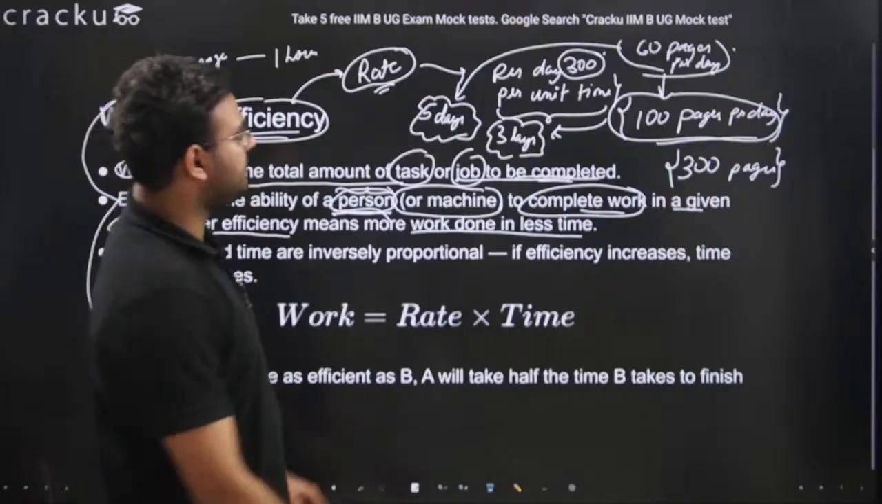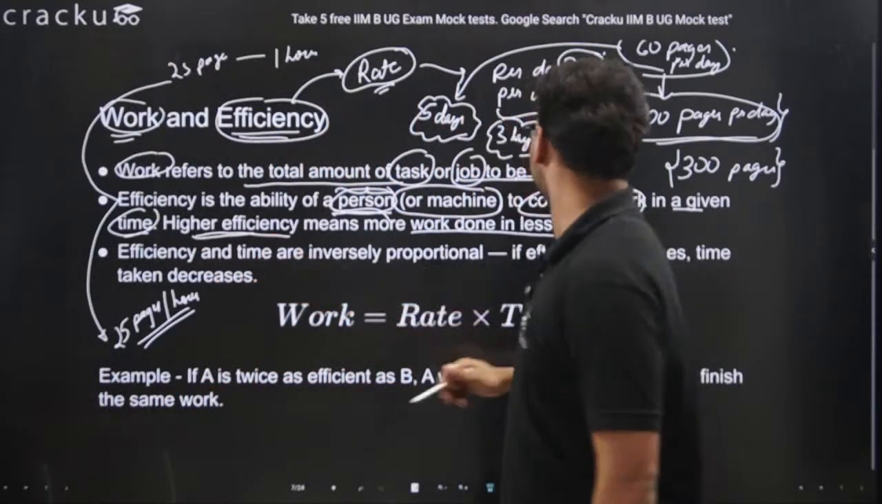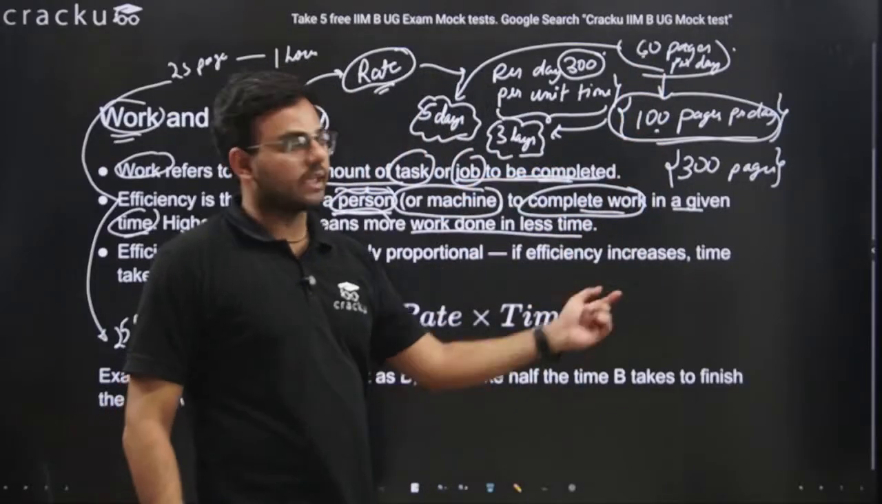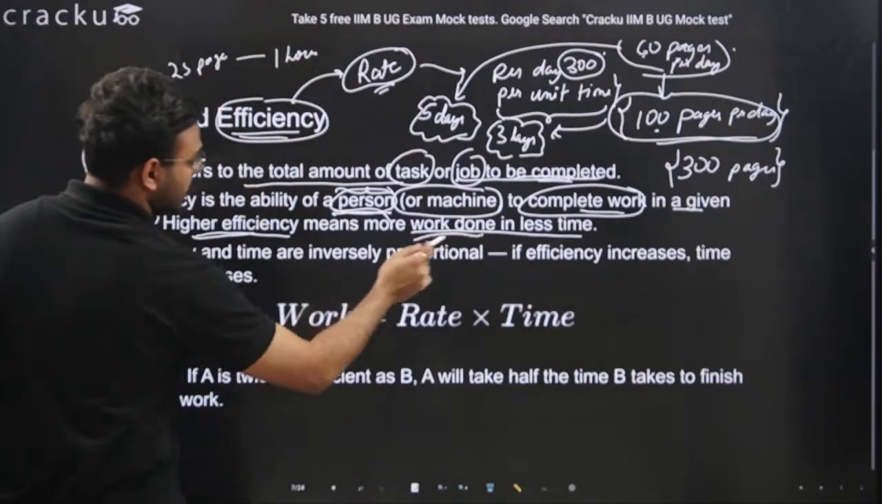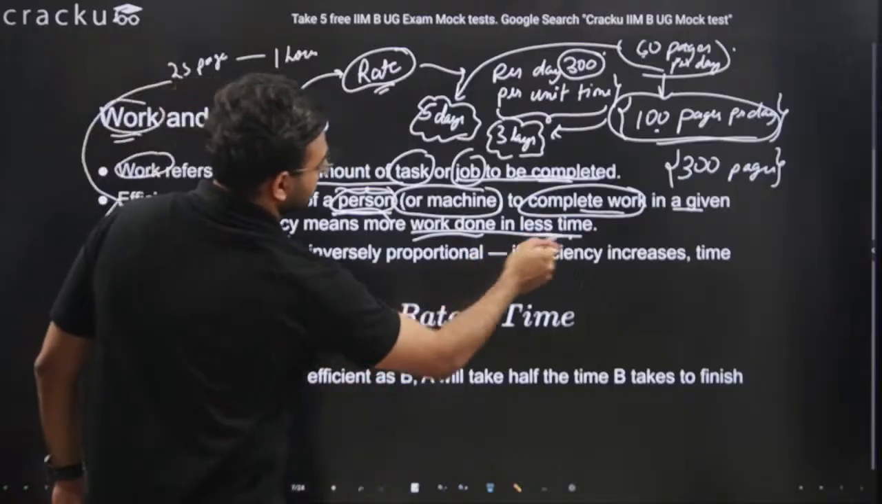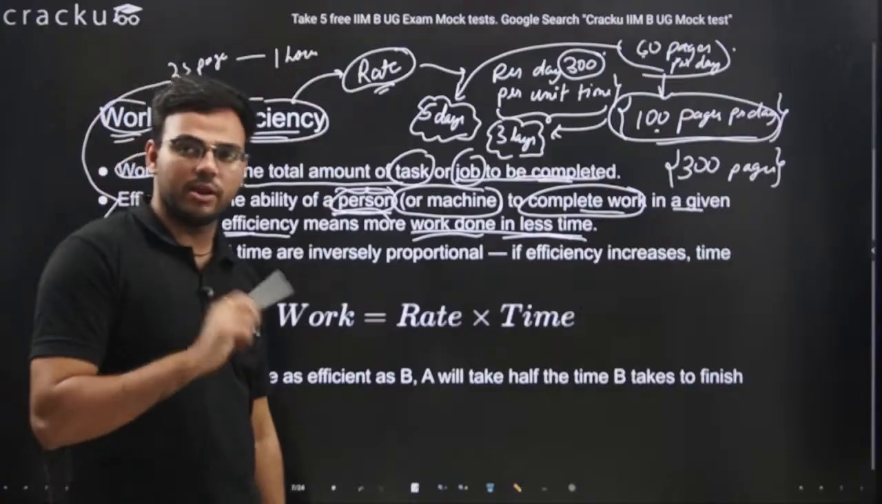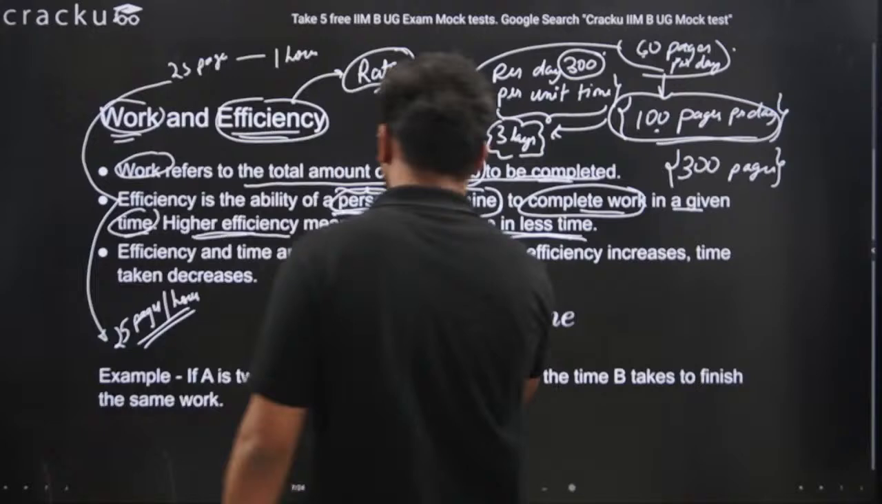So if your efficiency is increased, which is given in the second point, higher the efficiency, your efficiency is more in the second case when you're reading 100 pages per day, more work is done. That is, the more work, which is 300 pages, is done in less time. It is done in 3 days only. Initially, when you were reading at a lower efficiency, it was taking 5 days. So this was the second point.